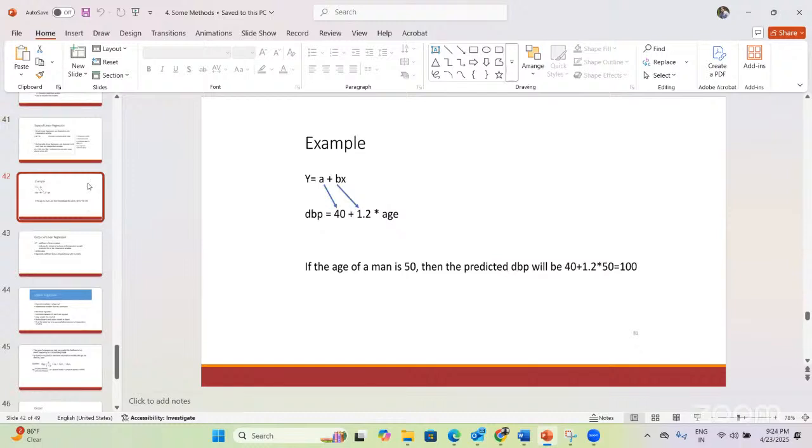It is also an example is given. So A is intercept, B is the coefficient, and X is age, your independent variable. If the age of a man is 50, just use the 50 in the place of age, you will get the value of Y, that is outcome. Probably the question is given in the previous slide. Okay, so go to the next slide.